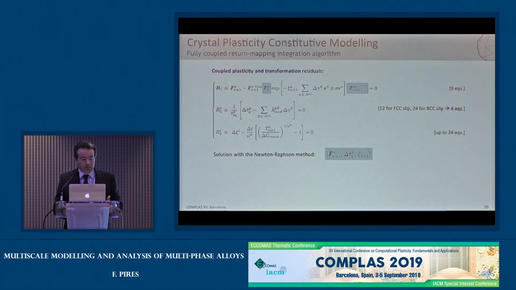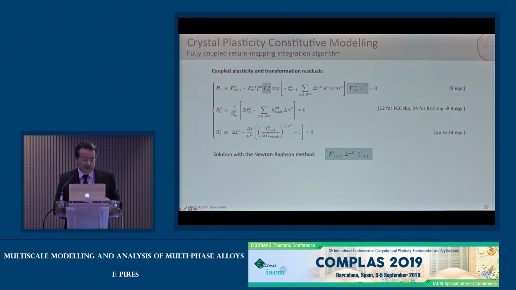After discretizing the problem and writing it down, we arrive at a system of 3 equations. The first one is a function of the elastic deformation gradient. The second one of the hardening of the material. We will have 12 equations if we are talking about an FCC slip, and 24 if it's a BCC slip. And finally, one additional equation, which can take up to 24 equations for the martensitic transformation.